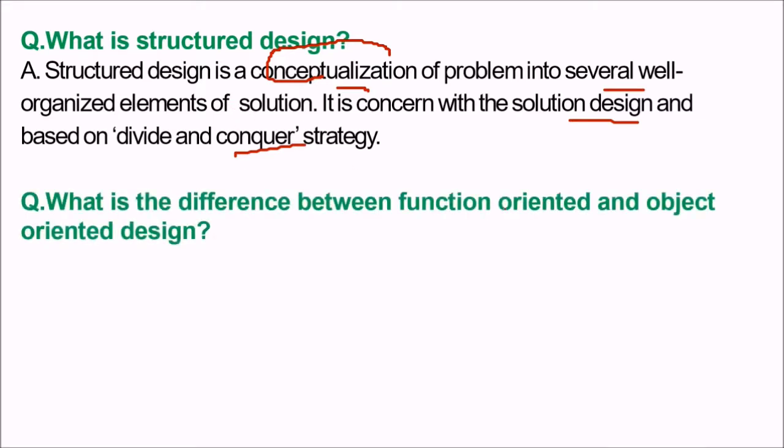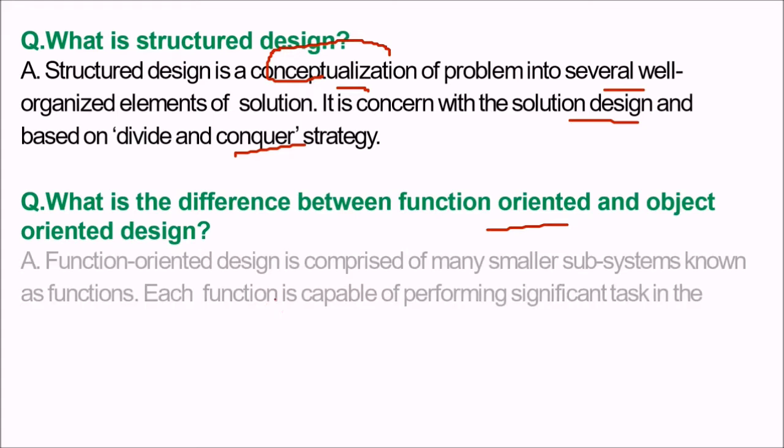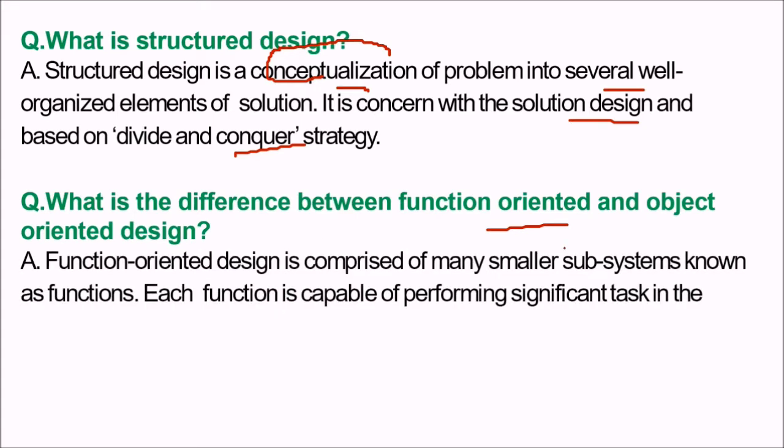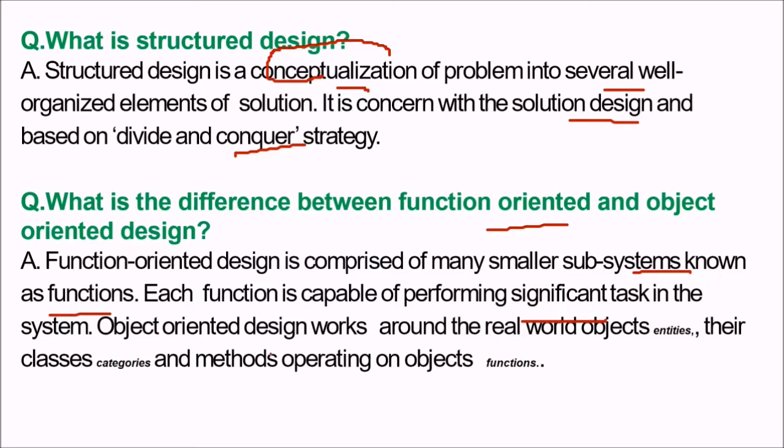What is the difference between function-oriented and object-oriented design? Function-oriented design is comprised of many smaller subsystems known as functions, and each function is capable of performing certain tasks which are significant to itself. Object-oriented design works around real-world objects like entities and their classes, and the methods which operate on these objects, which are called the functions.